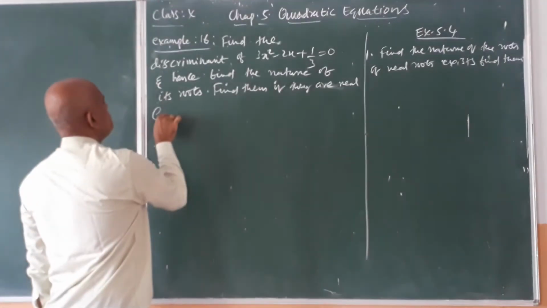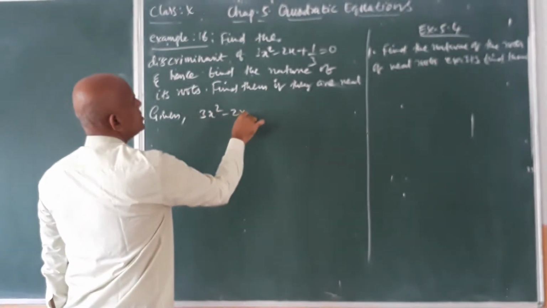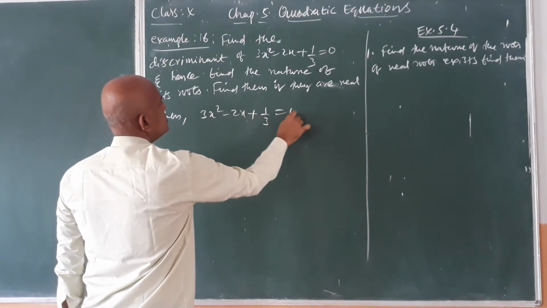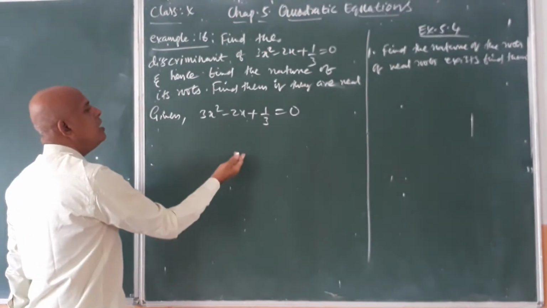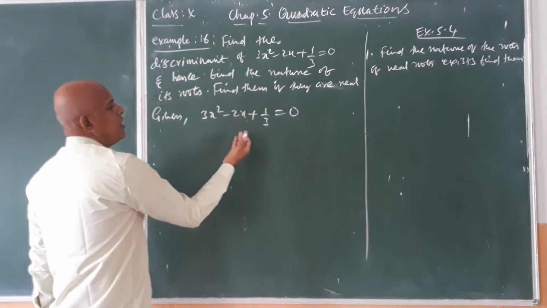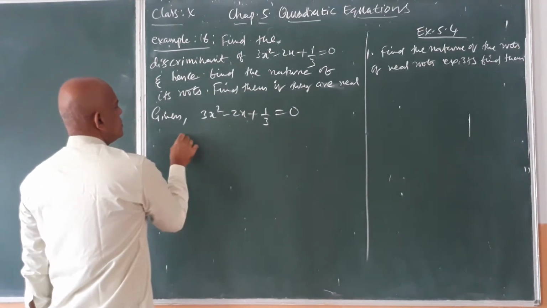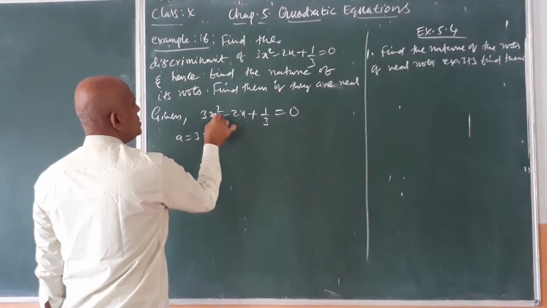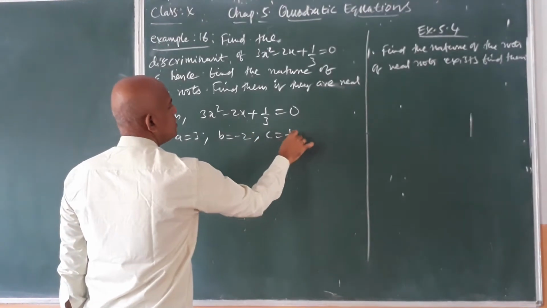So, given 3x square minus 2x plus 1 by 3 is equal to 0. You can simplify and make it in the simplest form, or the general form, or you can do it as it is. So here, ax square plus bx plus c is equal to 0, a is equal to 3, b is equal to minus 2, c is equal to 1 by 3.